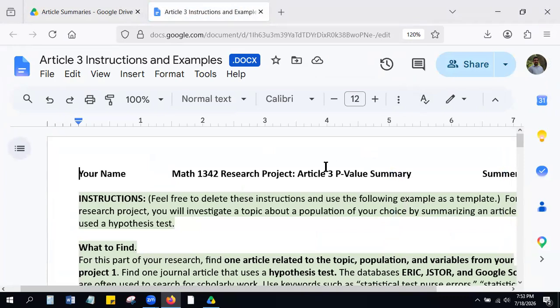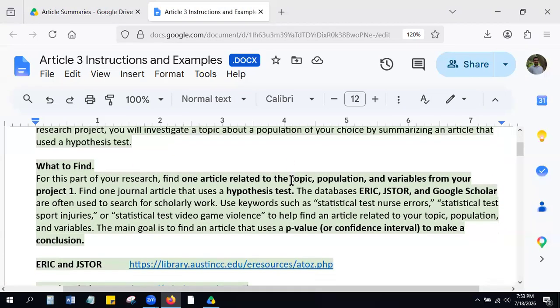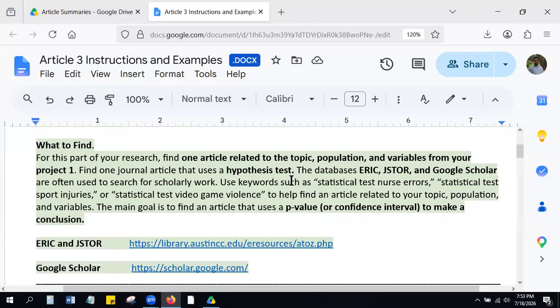It's going to be very similar to what you did for your Article 1 and Article 2, except this time you want to find something that specifically has a p-value somewhere within the work. You also still want this to be topic-wise related to what you've been doing since Project One, Project Two, Article One, Article Two. So keep the same theme going as much as you possibly can.